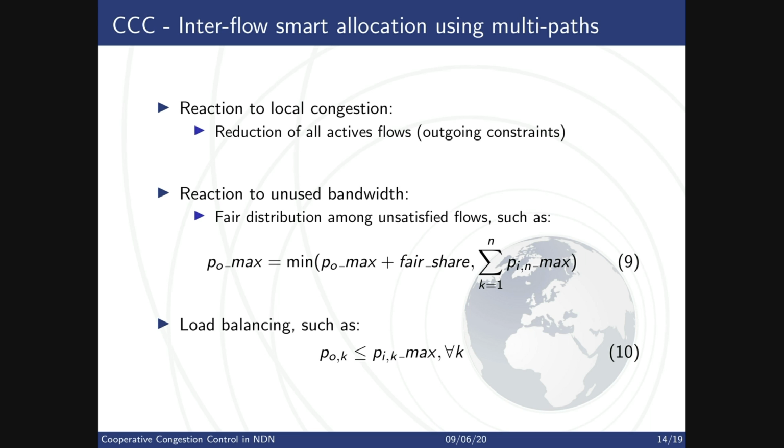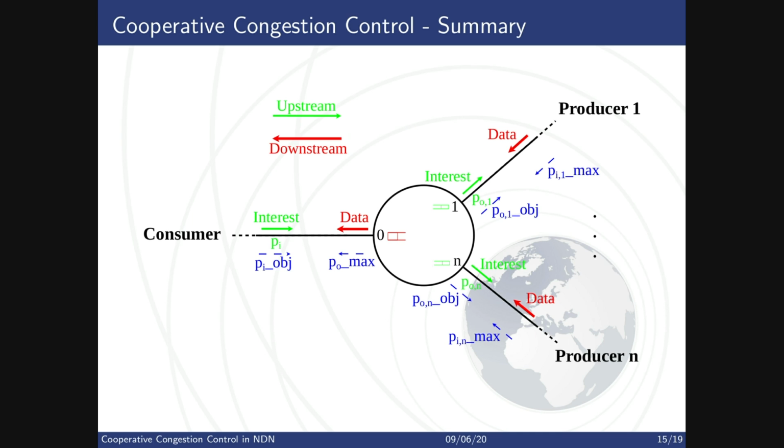Finally, we have to determine how we load balance the traffic, because we receive a lot of information, such as the constraints and objectives, but we never specify how we use it explicitly. The only rule is that for each subpath, the effective pace should not be above the received constraint, as equation 10 says. So here is a figure that summarizes all the concepts I explained in this presentation.